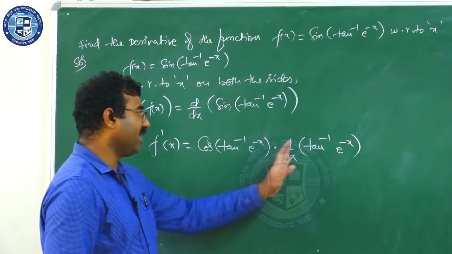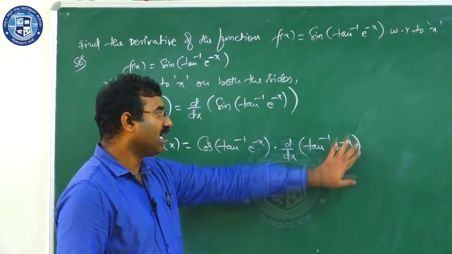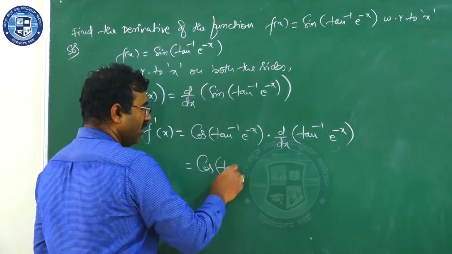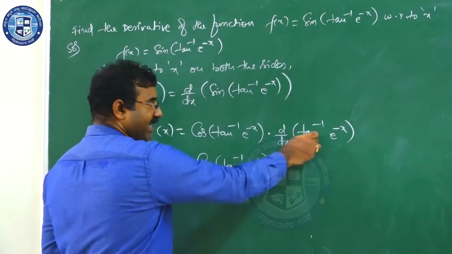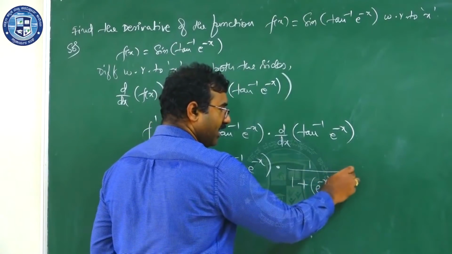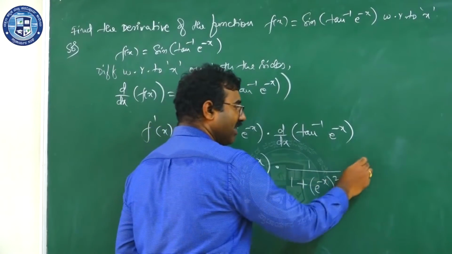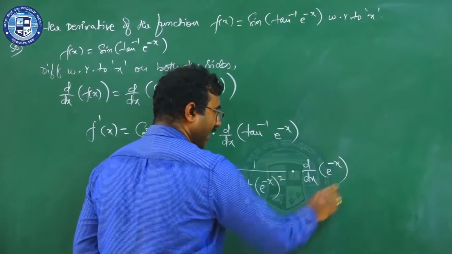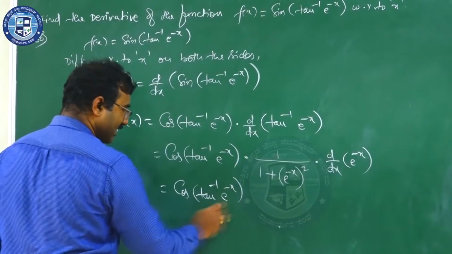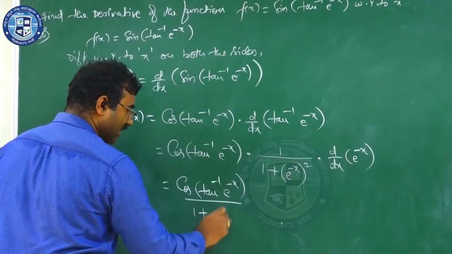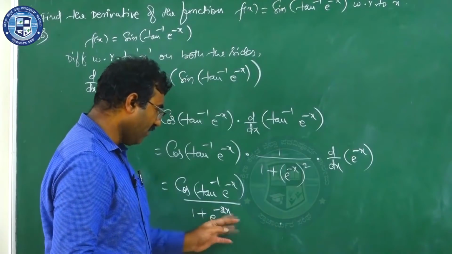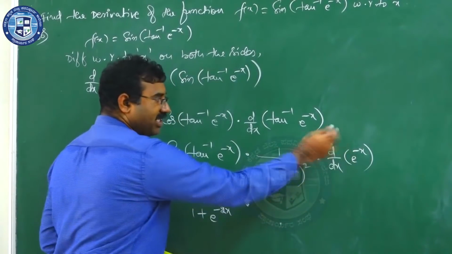Again, we have the formula for d by dx of tan inverse x only, right? For d by dx of tan inverse e power minus x, we do not have a formula. So, d by dx of tan inverse x we know. What is it? Cos of tan inverse e power minus x into d by dx of tan inverse x, which is 1 by 1 plus x square, into, because it is not x, again it is a derivative you have to consider, d by dx of e power minus x. Now, cos of tan inverse e power minus x, the whole divided by 1 plus e power minus 2x. Why? Because x power m whole power n is x power mn. That is why e power minus 2x, into again d by dx of e power x.